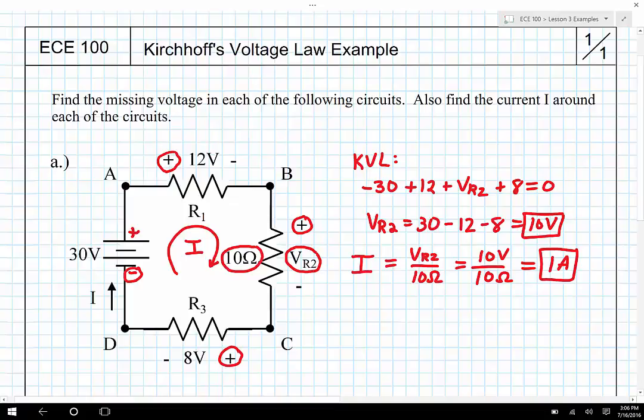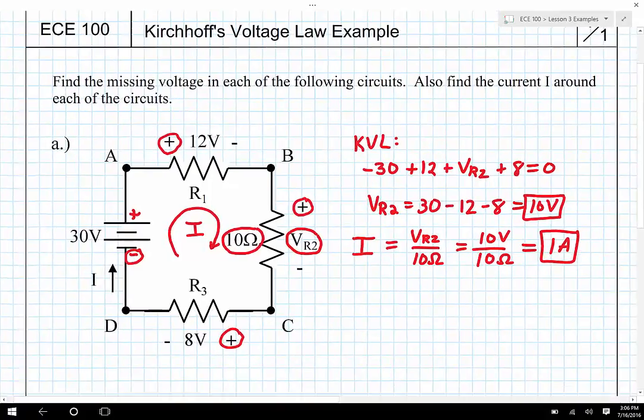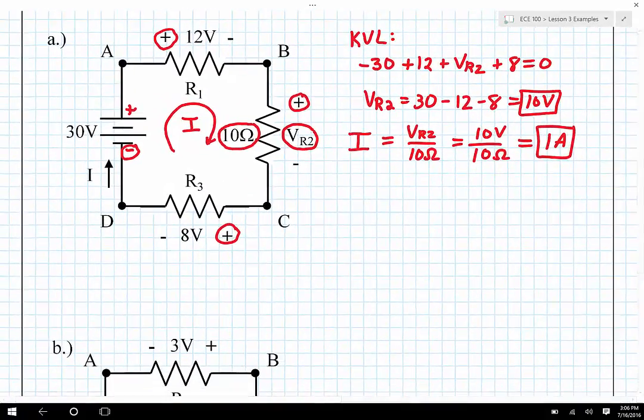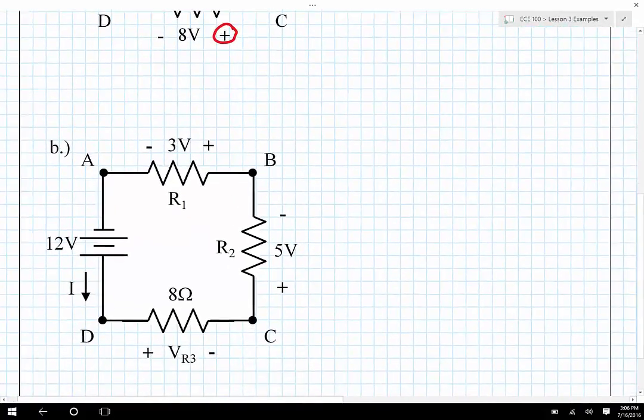So there was an awful lot of unknown information in that circuit, and just by a simple application of Kirchhoff's voltage law, we were able to find the voltage VR2 as well as the current. The most important thing to remember, though, is why we would choose to use the positive and the negative signs for each of those terms, and it's based on whichever sign we encounter first when we are traversing the circuit.